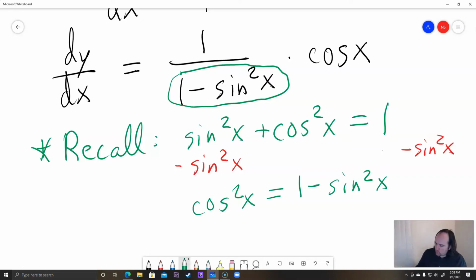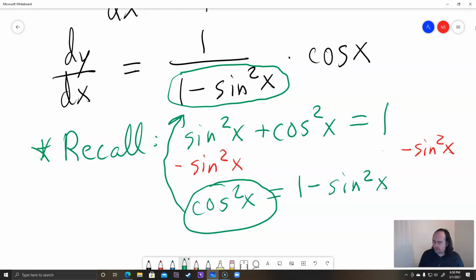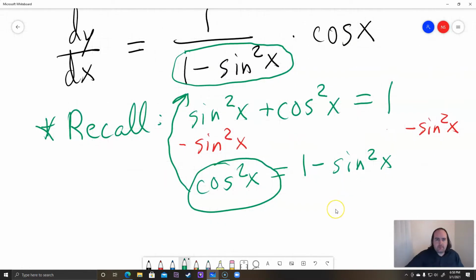Okay, so this 1 minus sine squared of x is actually going to be the same as cosine squared of x. I'm going to plug that in up here. And why am I doing that? Well, I can see that I have a cosine of x on the top. So if I have a cosine squared of x on the bottom, one of the cosines is going to cancel out, which will be pretty good.